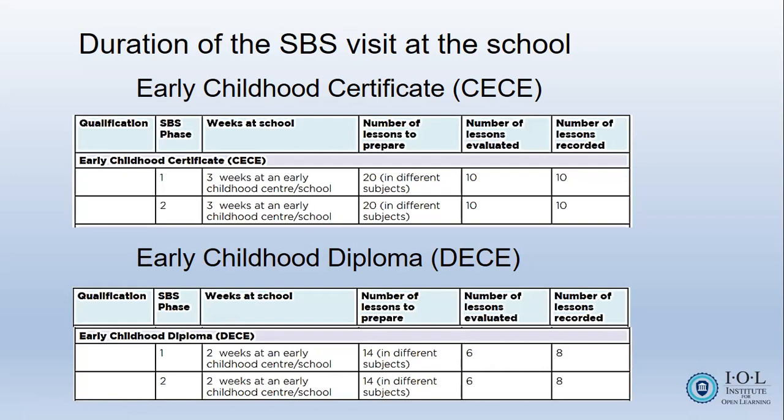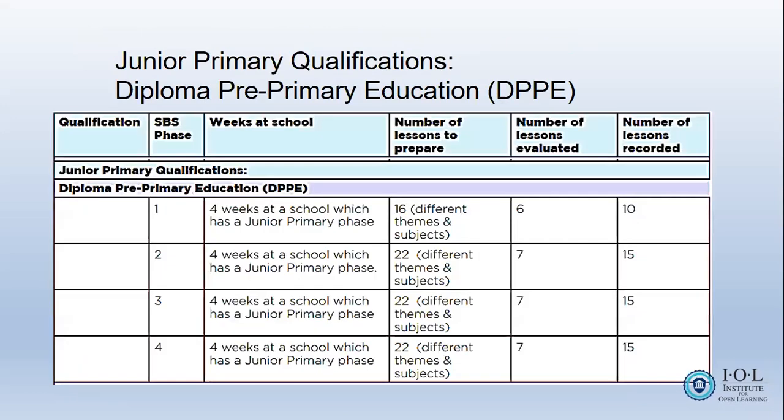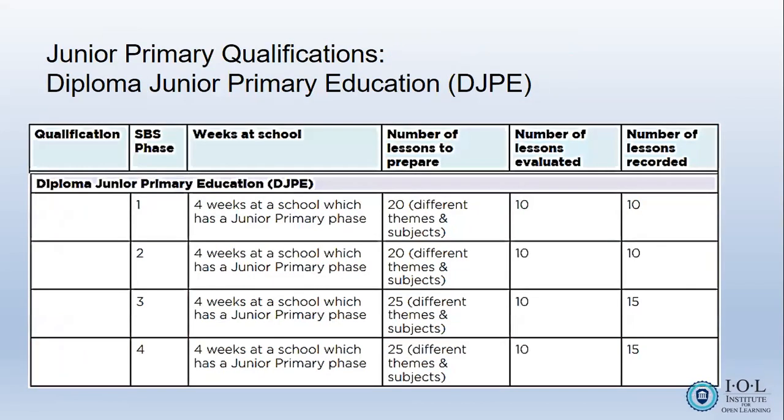Then for those of you who are doing the early childhood diploma, familiarize yourself with how many weeks you must stay at the school. And then we have the junior primary qualifications. We have the diploma in pre-primary education. For them, it's 4 weeks. With year 1, we have phase 1, and phases 2, 3, and 4. I would like you to look closely at the number of lessons to be evaluated, the number of lessons to be recorded, and the number of lessons that you need to prepare.